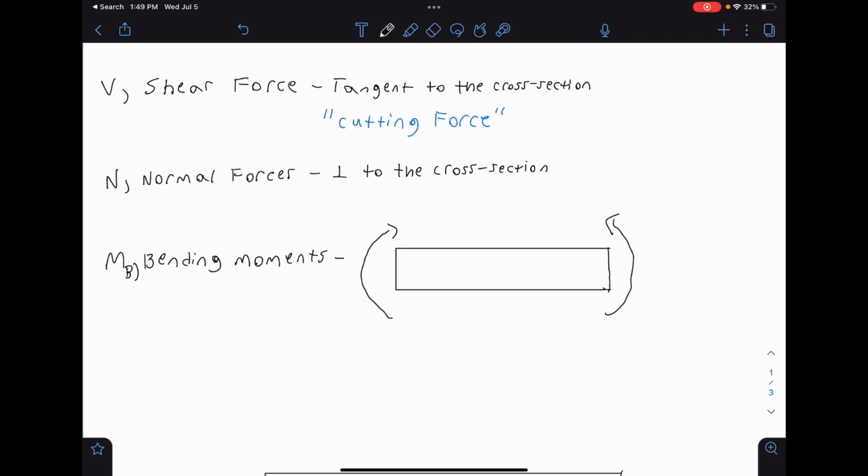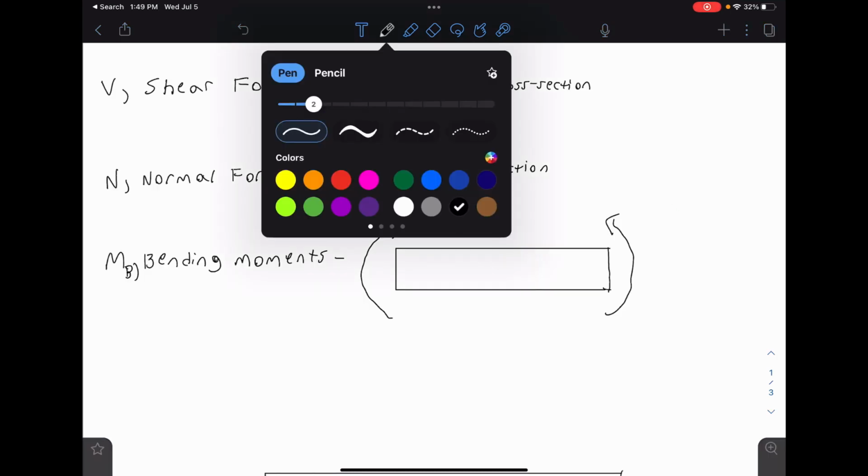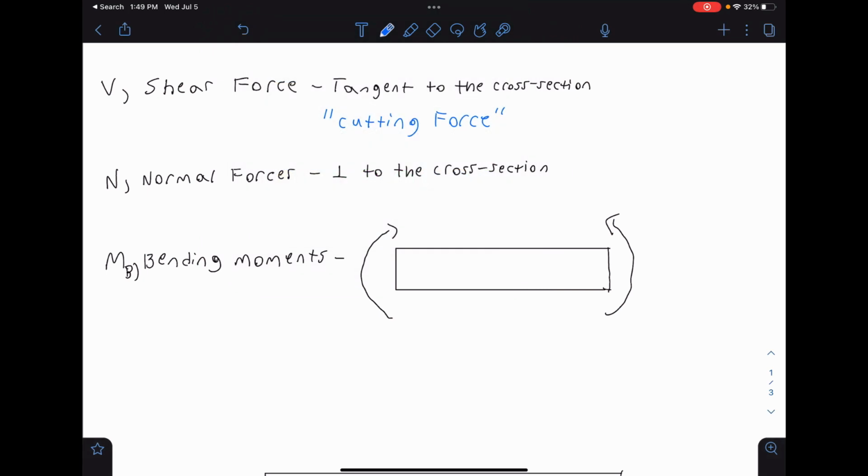So in summary, we have a cutting force, our shear force, denoted with V, that is tangent to the cross-section. We have our normal forces, denoted with N, that are perpendicular to the cross-section, kind of like a pulling force, pulling/pushing, right? And then we have our bending moment, which is, of course, a bending force, bending/curling.